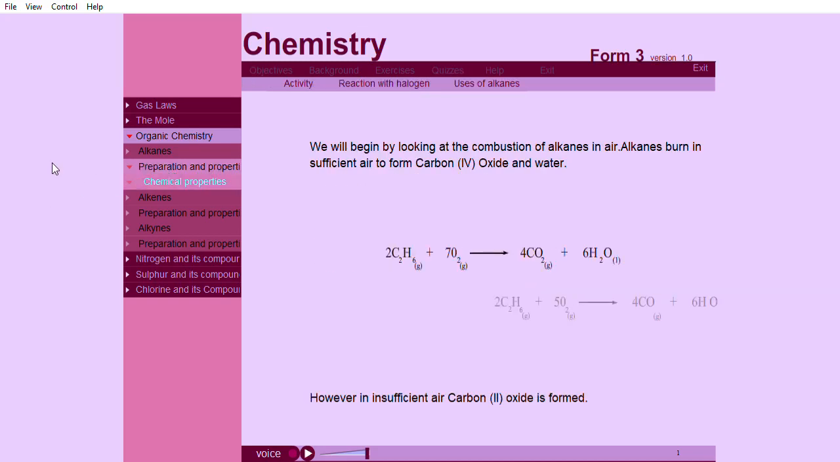We will begin by looking at the combustion of alkanes in air. Alkanes burn in sufficient air to form carbon (IV) oxide and water, for example burning ethane. Ethane plus oxygen gives us carbon (IV) oxide plus water. If there is insufficient air, alkanes burn to produce carbon (II) oxide and water. Ethane plus oxygen gives us carbon (II) oxide plus water.